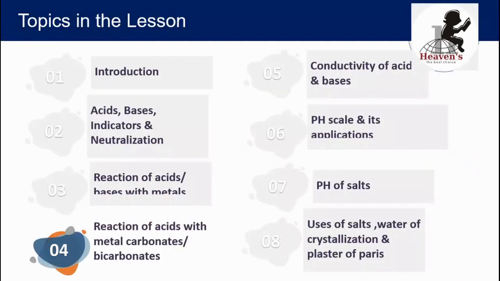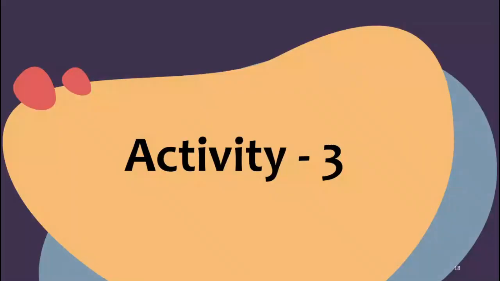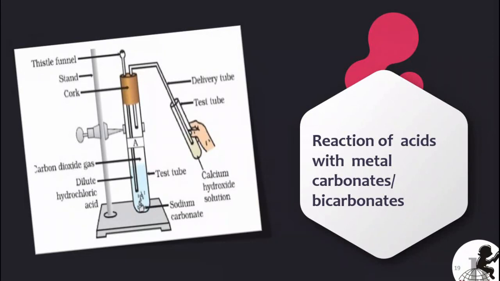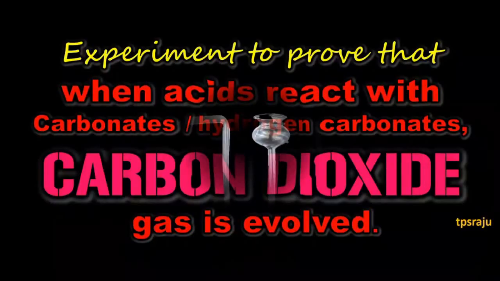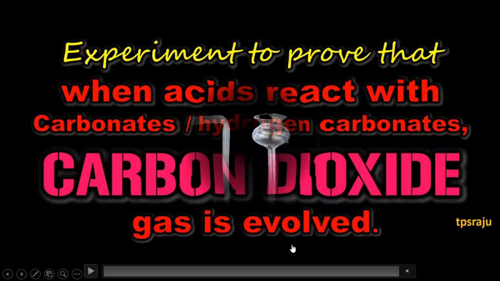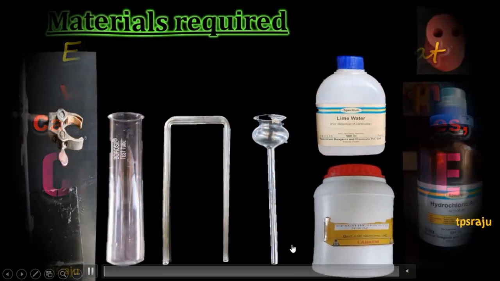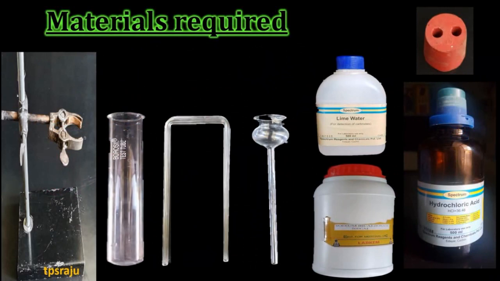Next topic, reaction of acids with metal carbonates or bicarbonates. Activity 3. Here the experimental arrangement is shown in the figure. For doing this activity, materials required are delivery tube, test tube, iron stand, sodium carbonate, hydrochloric acid. So let's go to the activity. When acids react with metal carbonates or bicarbonates, carbon dioxide gas is produced.